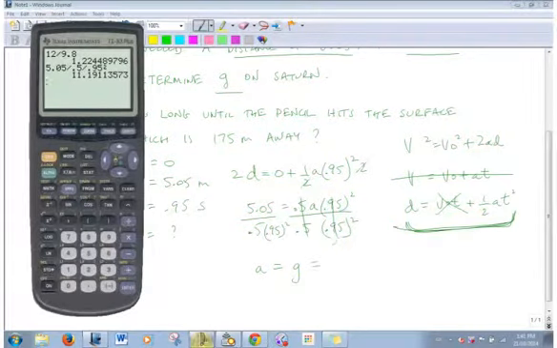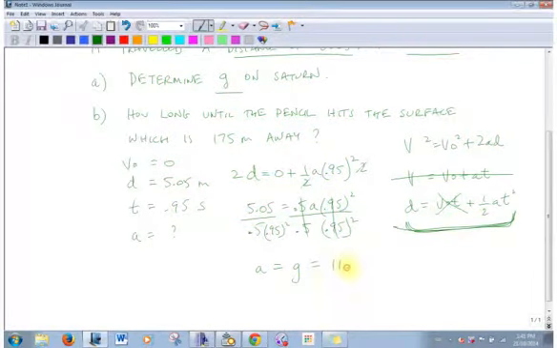Does it look reasonable? Calvin? Yes. What's g on Earth? 9.8. And we were expecting, well, a lot more. It's a little more. Does it seem reasonable?